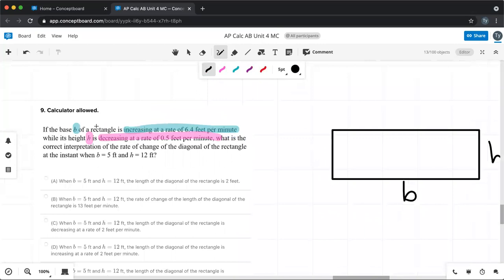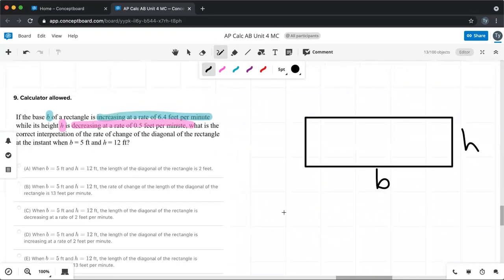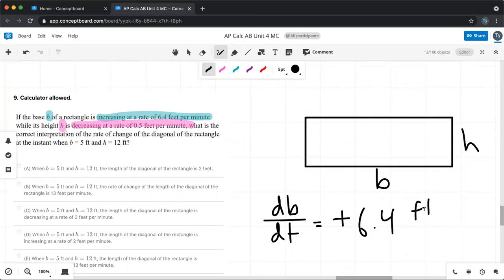So can we translate these two phrases in terms of math language? The answer is yes. The base of a rectangle B has a rate of dB dt, right? The rate of change of B over the rate of change of t. And it's increasing, meaning we have a positive rate at 6.4 feet per minute. So 6.4 feet per minute. So this is how you translate words into calculus notation.